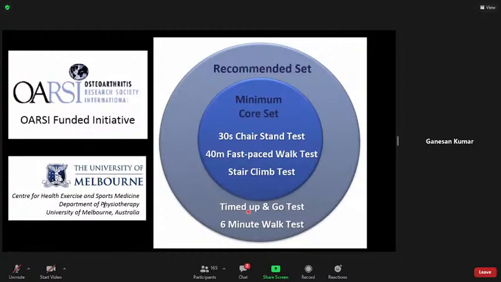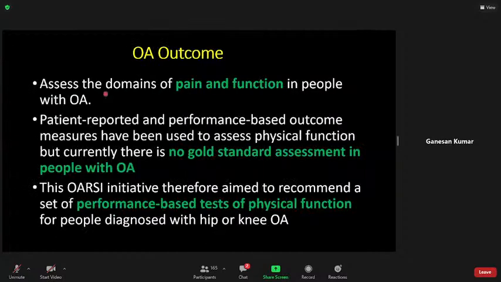The Osteoarthritis Research Society recommends a set of few tests. They say that this is the primary test you can do for your osteoarthritis patient. Now, in osteoarthritis, the basic problem is that the patient's pain and function are going to be affected. There is no gold standard assessment in people with OA. Unlike special tests for various conditions, the radiological X-ray will give you an idea about how the osteoarthritis is.